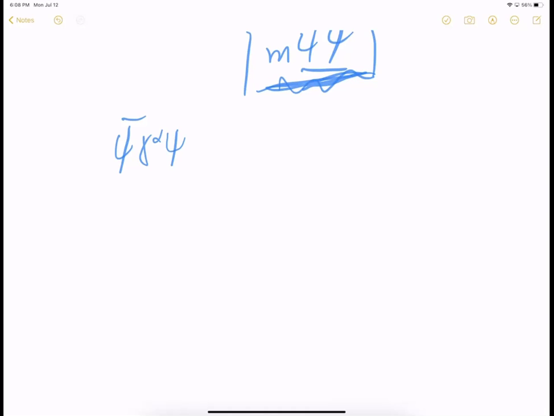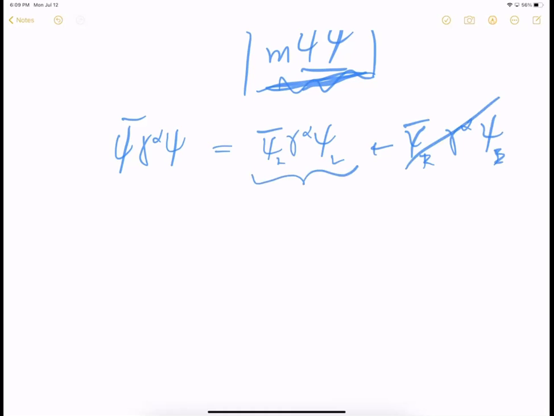Okay, so this, it turns out, can be written as psi bar left gamma alpha psi left plus psi bar right gamma alpha psi right. Well, this breaks up. I could throw away that term and have a perfectly consistent vector built out of only left-handed spinors. And so that term is actually allowed. So what we need to distinguish for each of these kinds of interaction is whether or not the left and right separate this neatly or not.